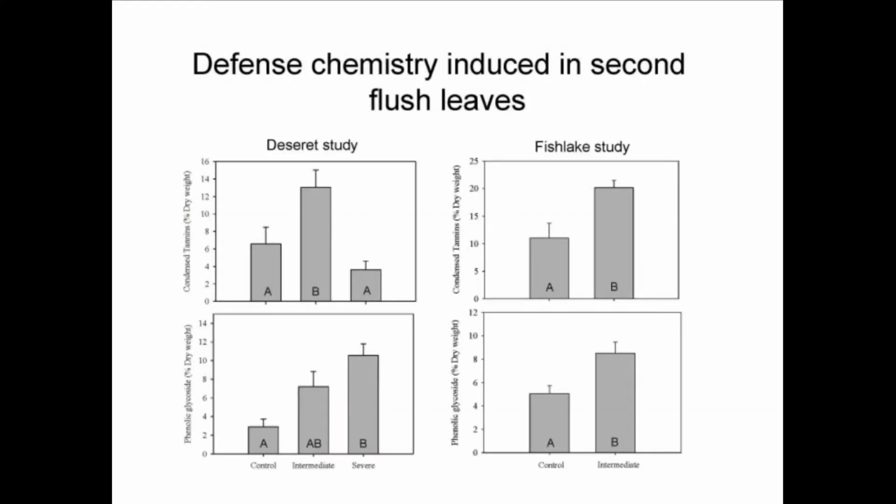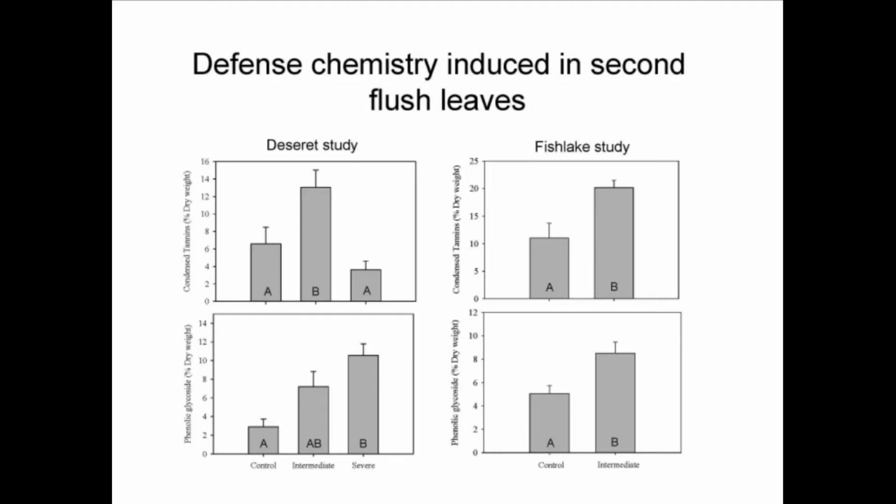And what we saw across the board, here we have condensed tannins on the top, phenolic glycosides in both studies. We have the control on the left, then the intermediate and severe frost damage. With the exception of condensed tannins in the Deseret study, the severe frost damage class, we see a 2 to 3-fold induction of defense chemistry. What's interesting and important about this is how many resources are being allocated towards defense. The units here are percent dry weight. So we're talking between 15, 20, 25, maybe as high as 30% of leaf dry weight can be allocated to produce these defense compounds.